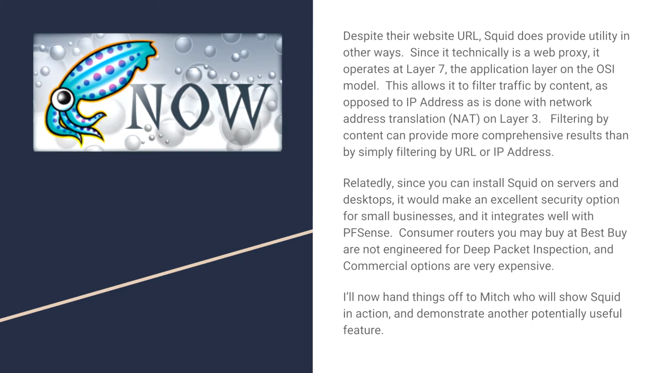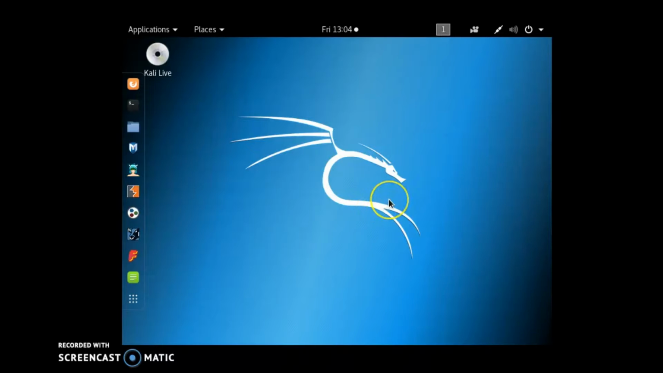Consumer routers you may buy at Best Buy are not engineered for deep packet inspection, and commercial options are very expensive. So I'll now hand things off to Mitch, who will show Squid in action and demonstrate another potentially useful feature. Hi, this is Mitch. I'll be going through the Squid demo with you. I've previously set up Squid on Kali Linux on a virtual machine.